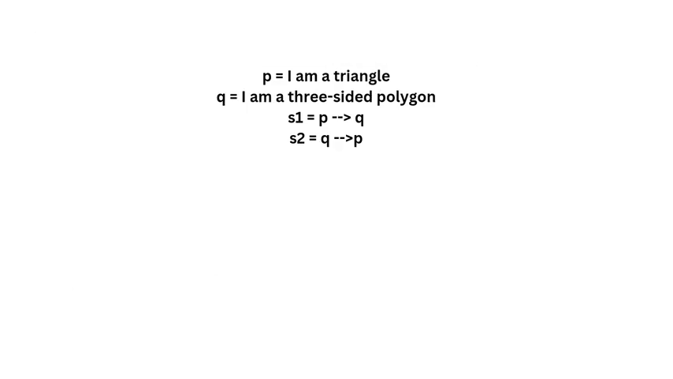So first let's just look at the statements which are given to us. The first statement given over here is P, and it states I am a triangle. And then the second statement is Q, and it states I am a three-sided polygon.